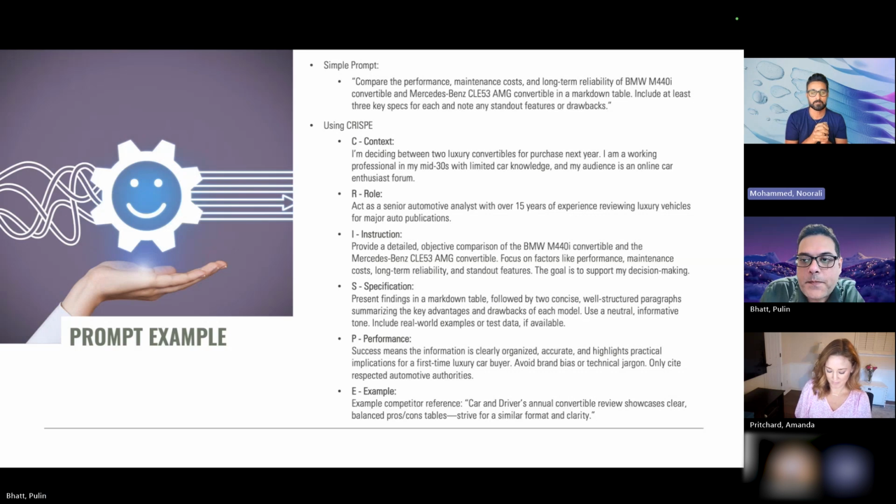So I took two cars: a BMW M440i and a CLE 53 AMG, two mid-size performance cars. I wanted to see what it comes up with. And I put it in a context where I want the background, right? It provided a background: I am deciding between two luxury convertibles for purchase next year. I am a working professional in my mid 30s, as you can tell, with limited car knowledge, and my audience is an online car enthusiast forum, right? So we provided a background. It knows who I am and what I'm looking for, and I wasn't lying at all. That's right. The 30-year-old was on point.